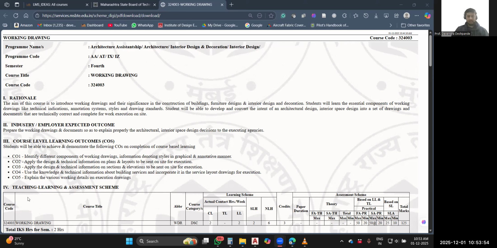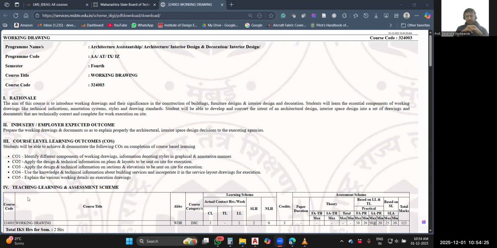As the name suggests, working drawing. So the rationale for this subject is it aims to introduce the working drawing and their significance in the construction of buildings, furniture design, and interior design and decoration. Students will learn the essential components of working drawing, like the technical indications, annotation systems, style, and drawing standards.